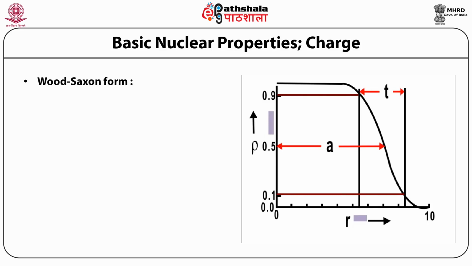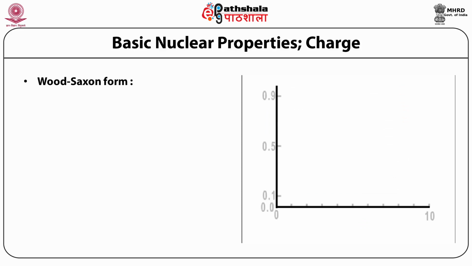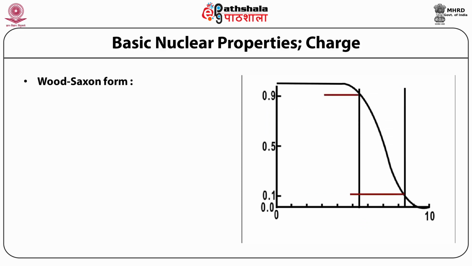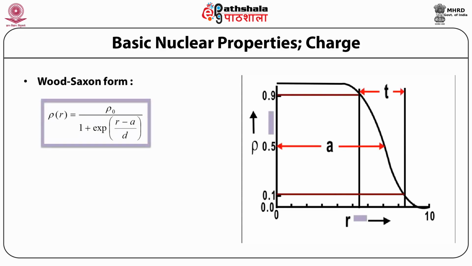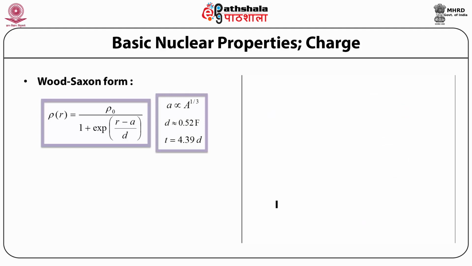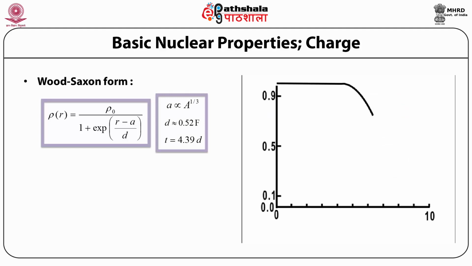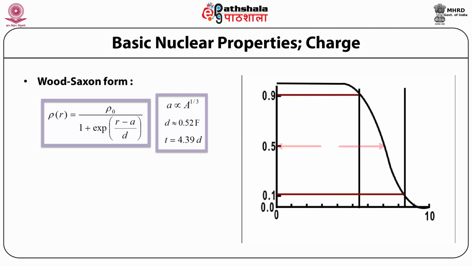Now, what is that Woods-Saxon form? It is the relation of nuclear charge density as a function of distance. Here the formula is given: rho(r) is equal to rho_0 upon 1 plus exponential of (r minus a) by d, where a is directly proportional to A to the power 1 by 3, d is equal to 0.52 Fermi, and t is equal to 4.39 times d.